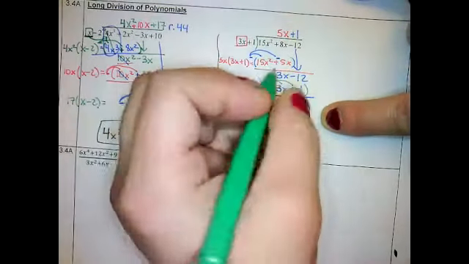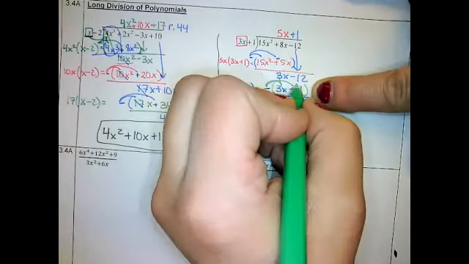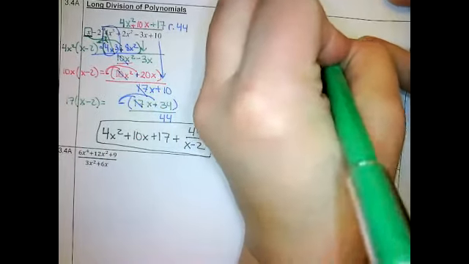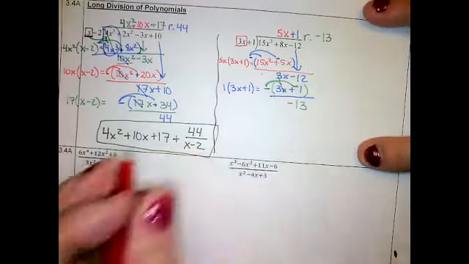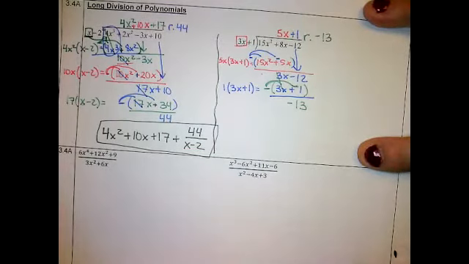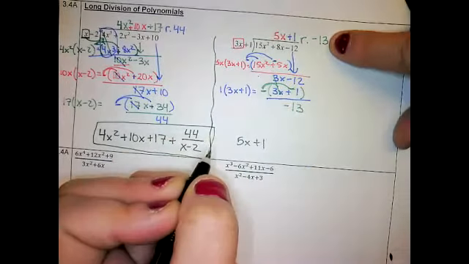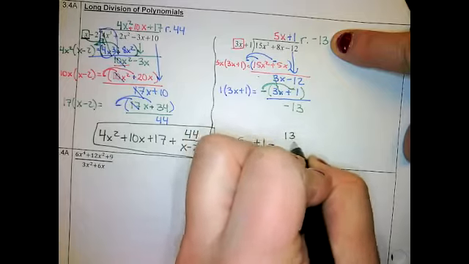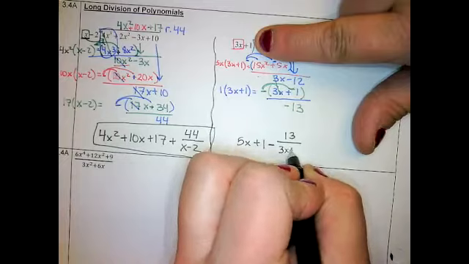So distribute those signs. 3x, take away 3x is 0. -12 minus 1 is -13. So my remainder is -13. So now to write my answer completely, it's going to be 5x plus 1. That's a -13. So I'm going to go on ahead and put minus 13 over my 3x plus 1.